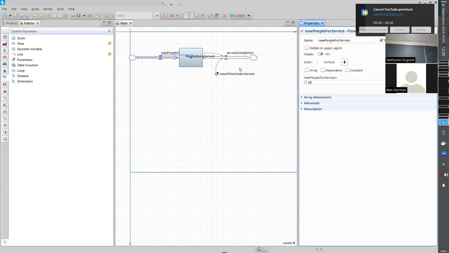So if the value of the stock is 10, what would the value of the outflow be? Remember the formula for the outflow is 10 divided by what? By 10, which is what? One. Is the stock going to be in equilibrium? There are 10 people per day coming in and 1 person per day leaving. Is it going to be in equilibrium?